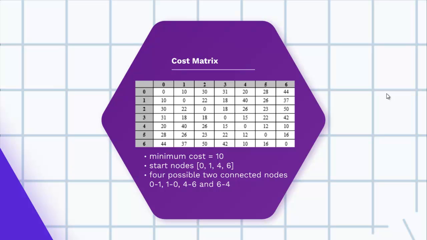For example, use this cost matrix and want to find the best route from this cost matrix. The first step, define the minimum cost and find the start nodes. Start nodes are 0, 5, 4, and 6. The start nodes have the minimum cost. And the closing connected nodes are 0 to 1, 1 to 0, 4 to 6, and 6 to 4, which have the minimum cost.